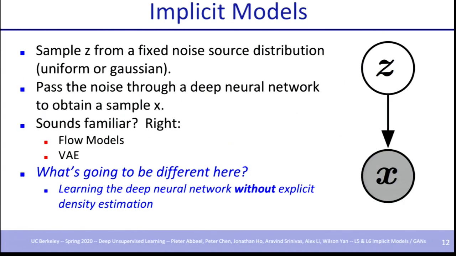In implicit models, we're going to sample Z from a fixed noise source distribution. So Z will still come from uniform or Gaussian. We pass it through a neural network. Out comes X. This is just like what we saw in flow models and in latent variable models. What's going to be different here is that we're going to try to train this thing without explicit density estimation. We're just going to focus on the quality of the samples generated and try to optimize it for quality of sample generation.